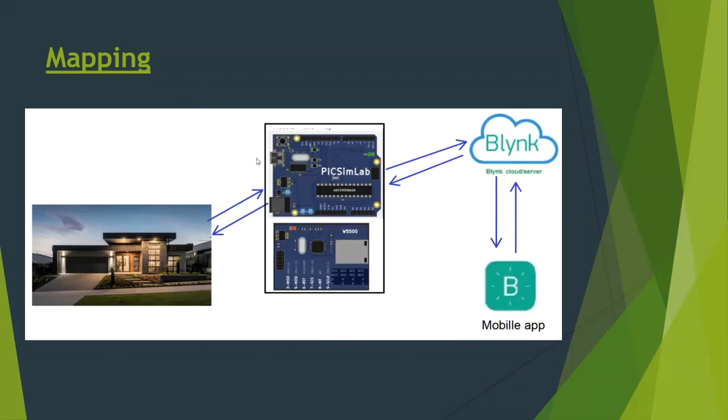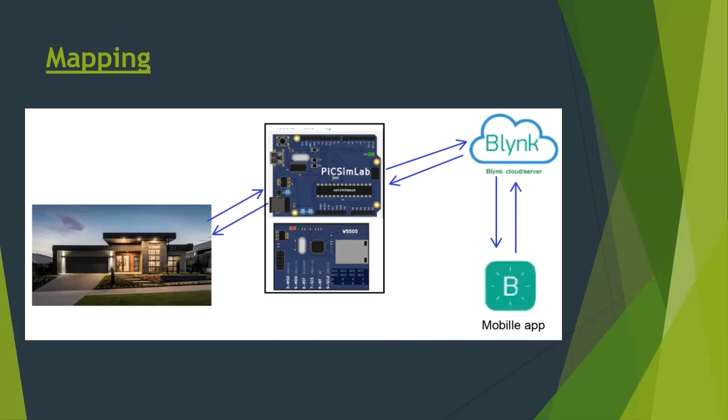Here in this block diagram, you can see a home, a controller, and a Blynk cloud server that is connected to a mobile app. On this Blynk cloud server, we are going to upload a source code that will be linked with the mobile app. And with this mobile app, you can control all the automations of your home.